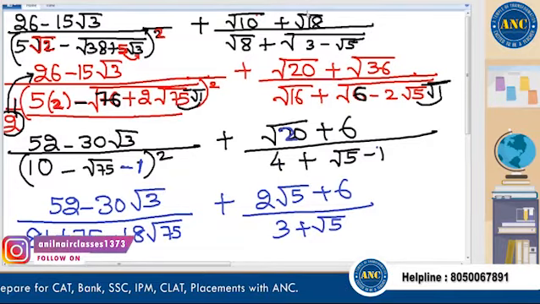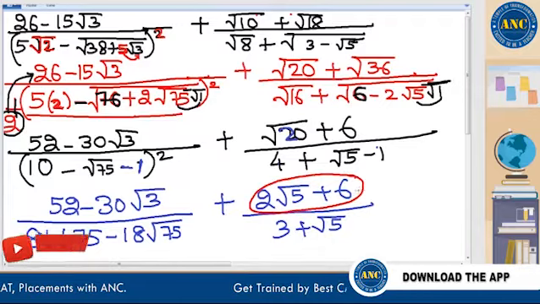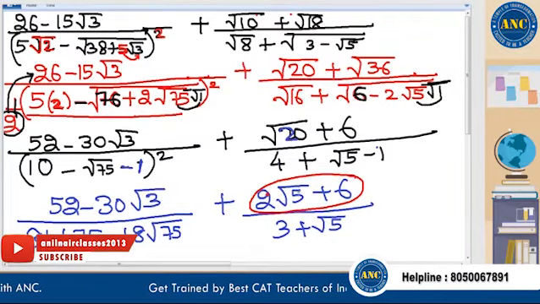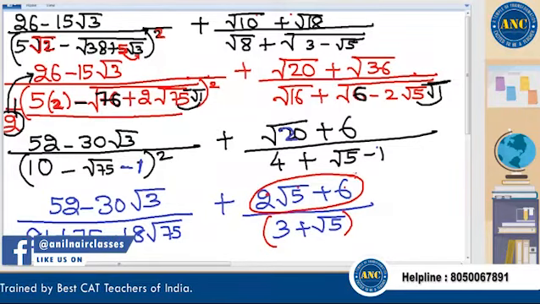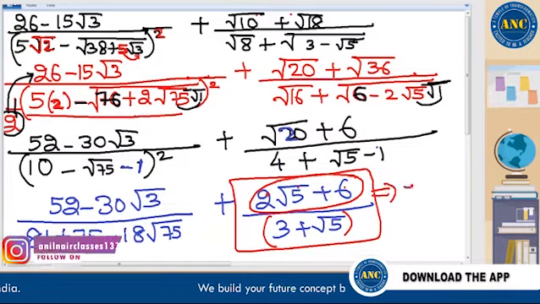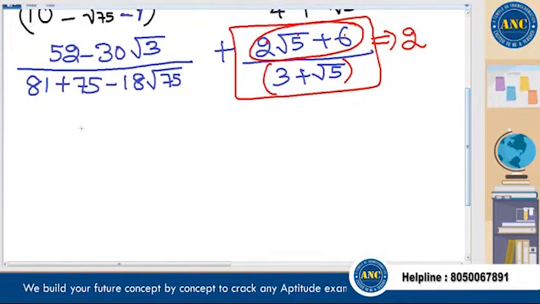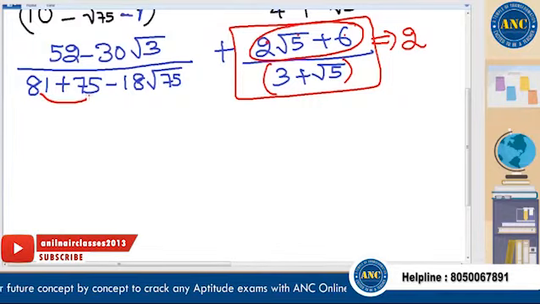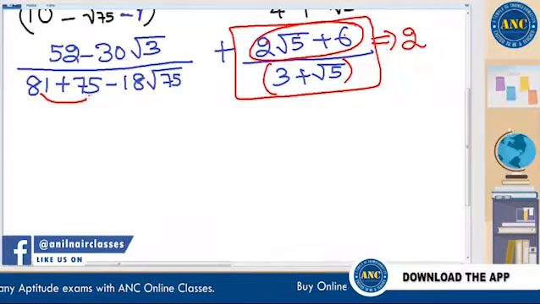Now think logically, sir. In the numerator, if I take 2 common factor, you will be left with 2 into root 5 plus 3. Here also the denominator is root 5 plus 3. That will cancel. Only thing left out in this entire term is 2. I am not writing it again in the next step, but directly that is 2. Similarly, 81 plus 75 is 156.